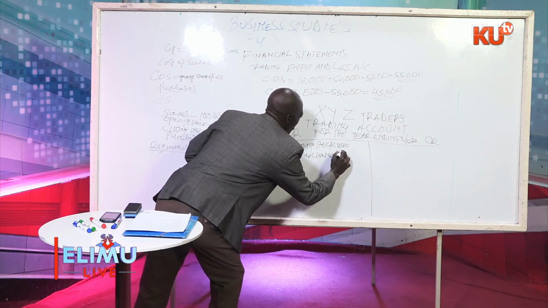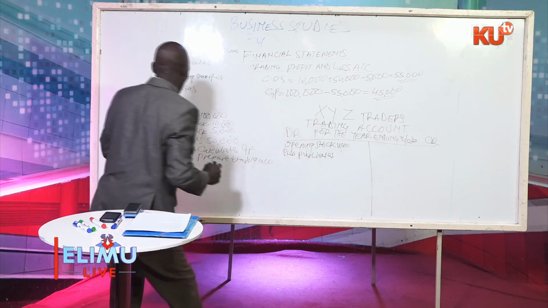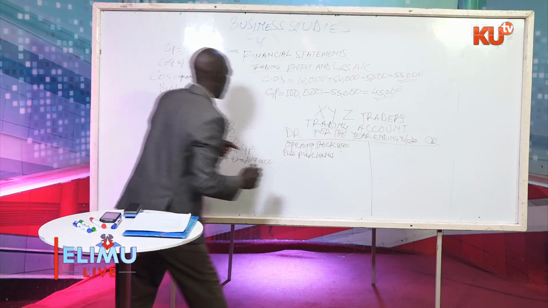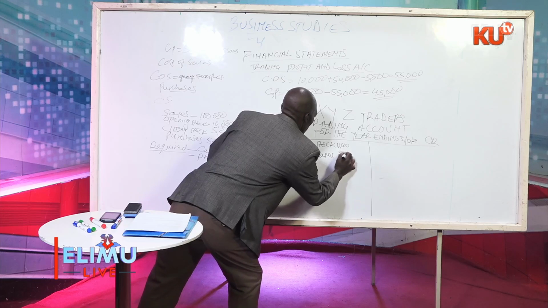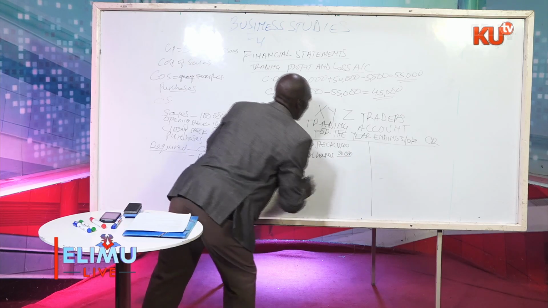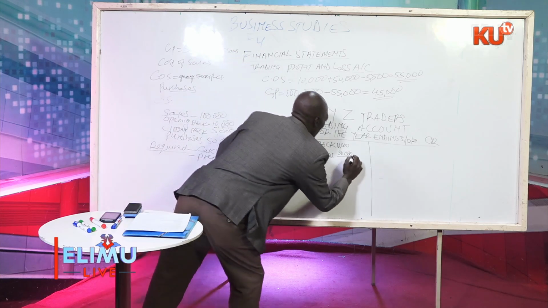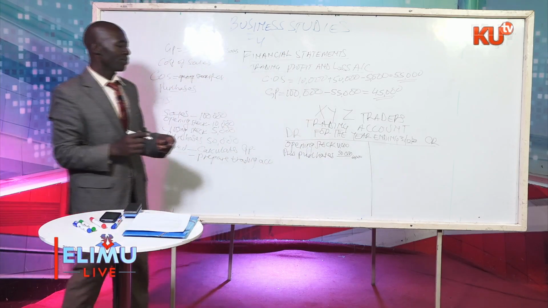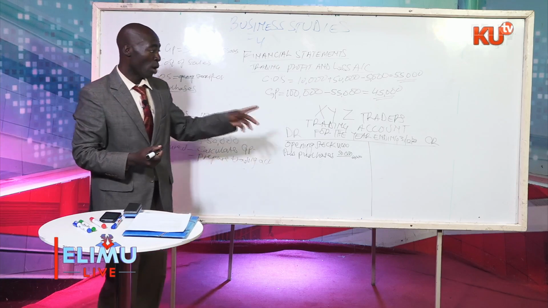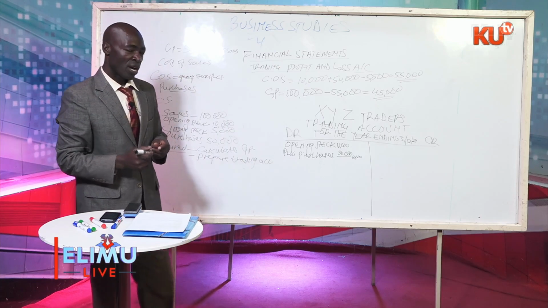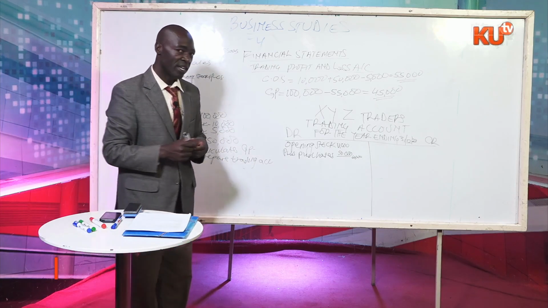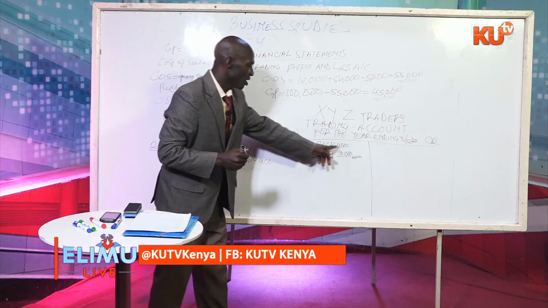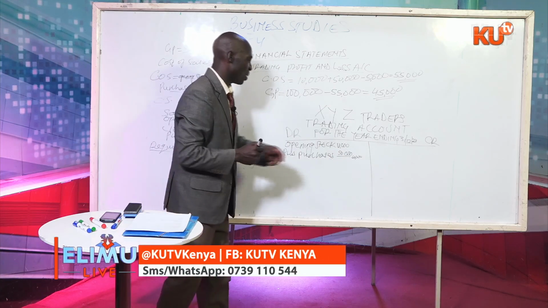So purchases here is 50,000. Yes, 50,000. You have 60,000 there. I'm showing you how to arrange this. Hope you are following keenly. So 60,000 is the total of opening plus purchases.